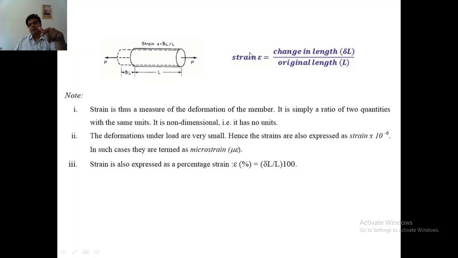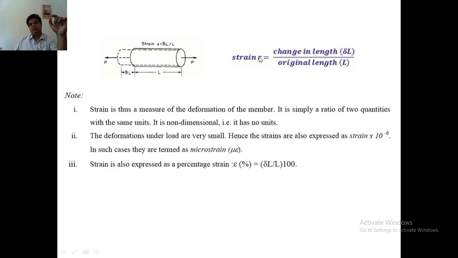So this strain, you remember, is in the axial direction. I am taking only the length here. I am not considering the diameter of the material. I am not taking the lateral dimensions here. I am taking only the linear dimensions along the axis.